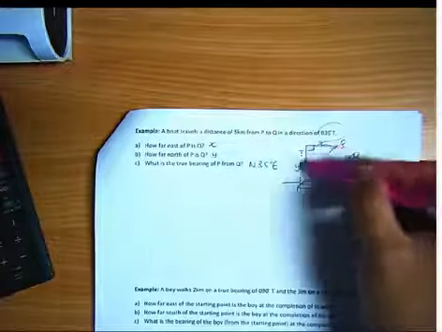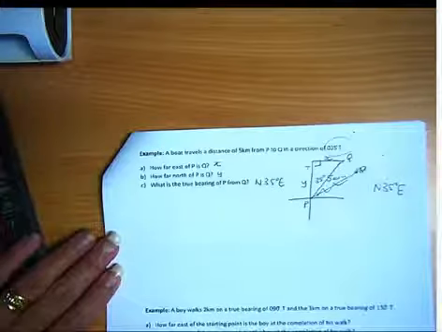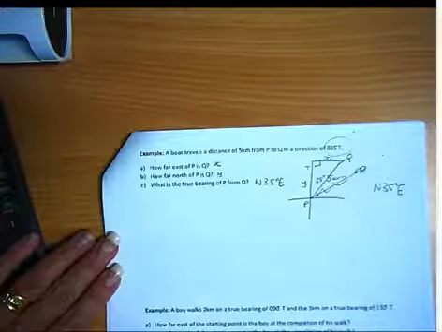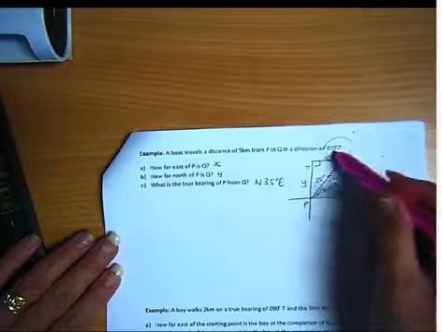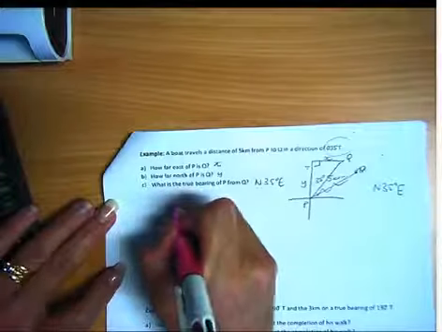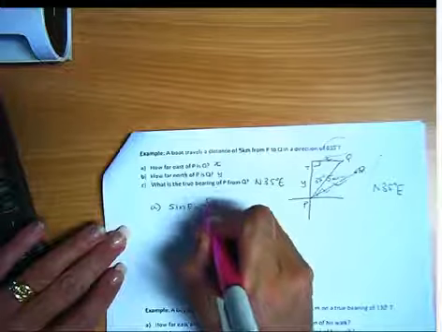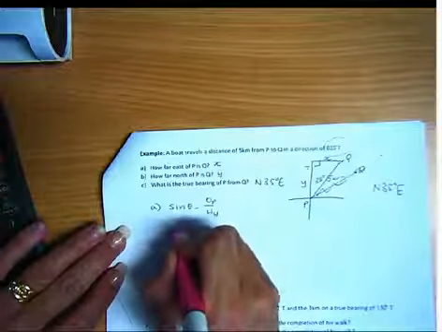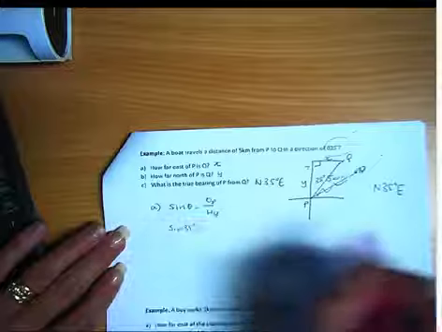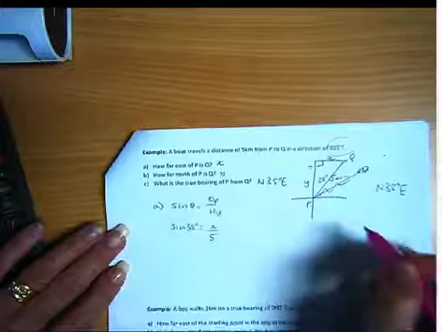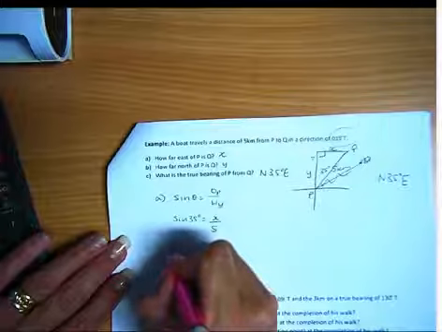Now let's find X and Y. It's a right angled triangle, so we just want to use Pythagoras. We want to use our ratios. I'm going to find X first, which is opposite. So I'm actually going to use my sine ratio, opposite on hypotenuse. So sine of 35 equals X over 5. I'm going to multiply by 5 on both sides.